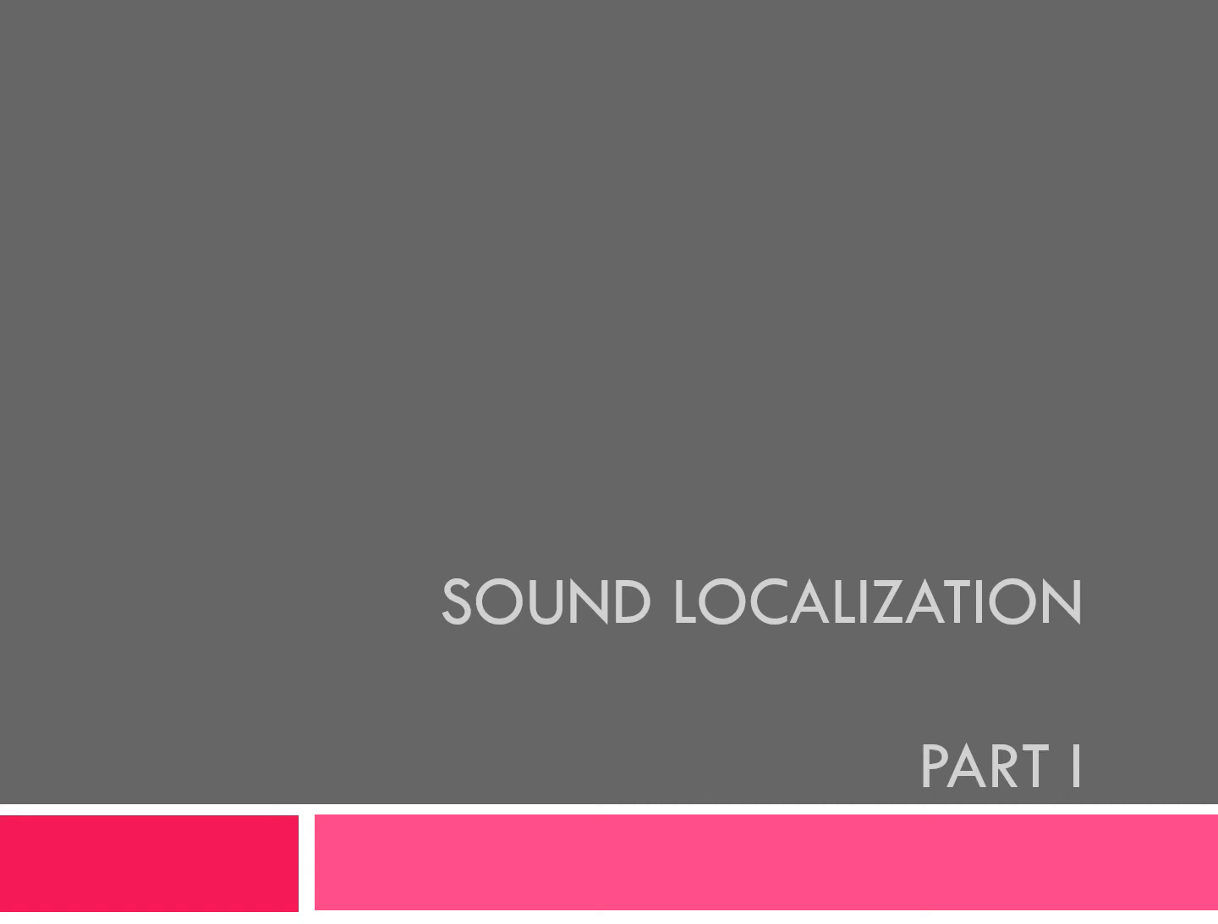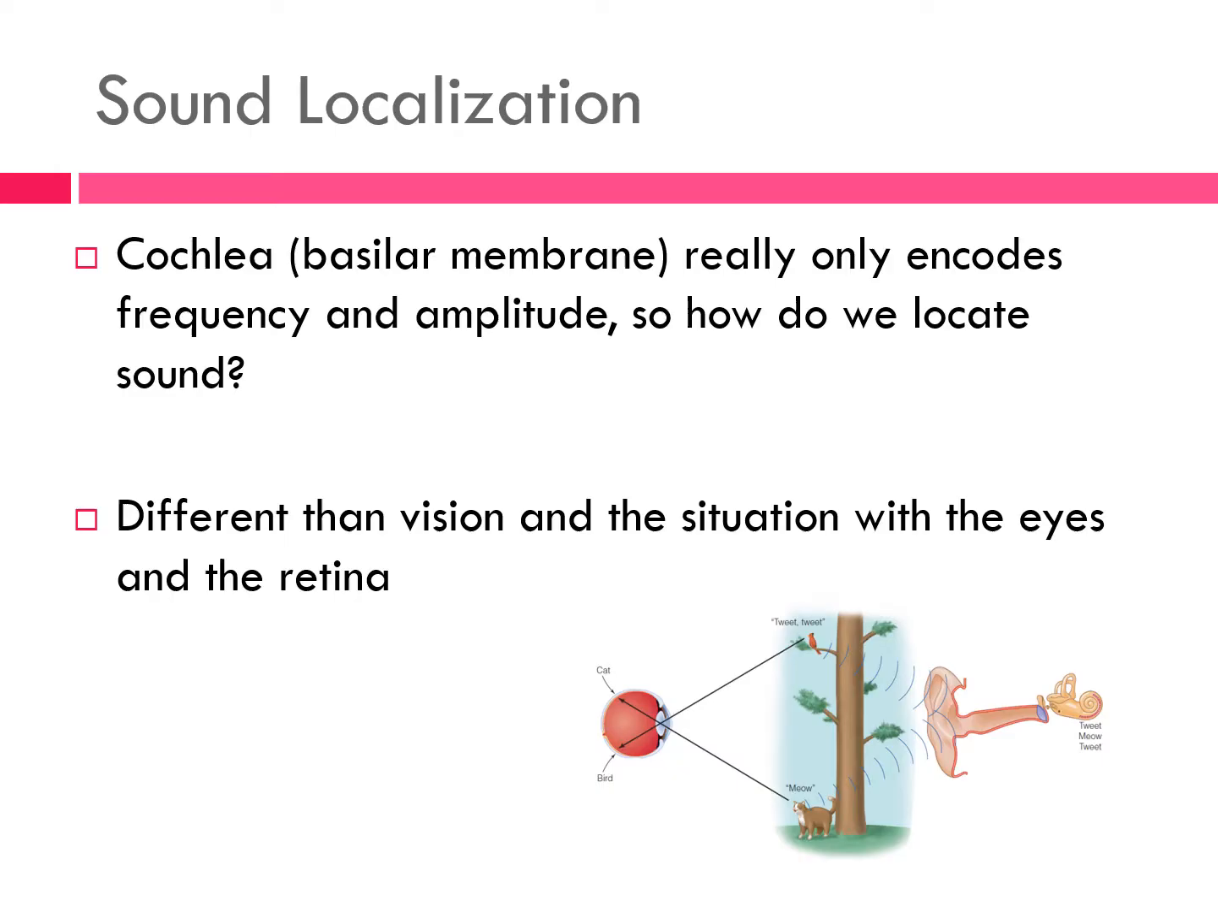Okay, we're going to start talking about sound localization, or how we find where sounds are coming from. So if you remember, at the basilar membrane in the cochlea, that really only encodes frequency and amplitude. And I've already asked this question of, well, how do we figure out timbre? Well, how do we locate sound?